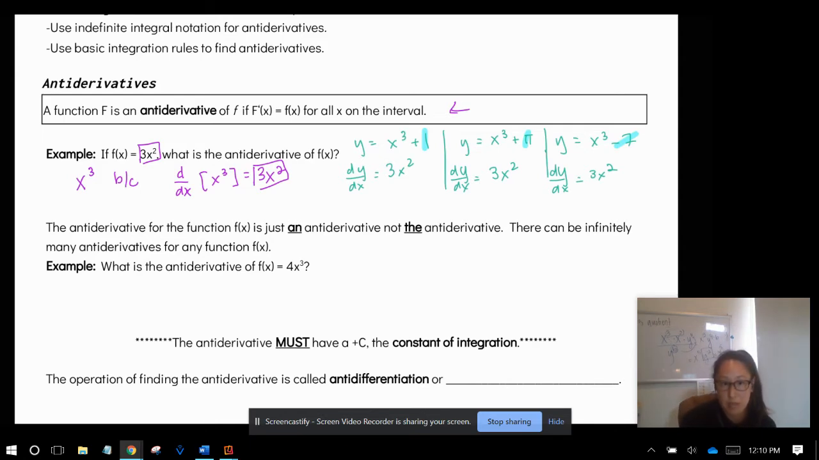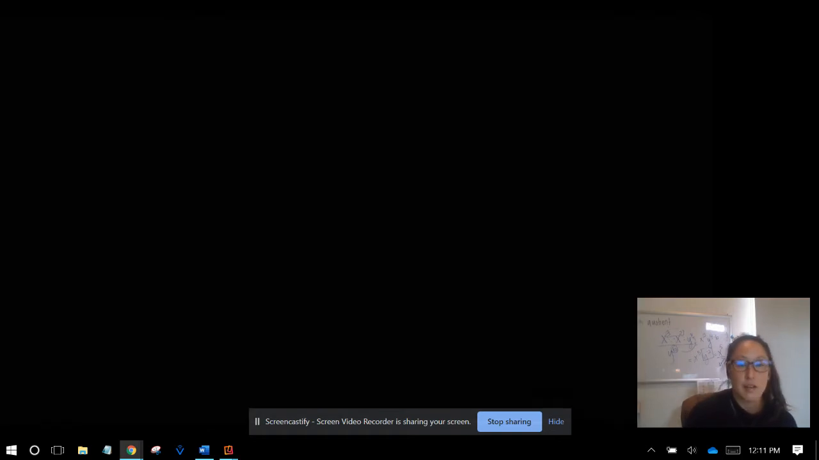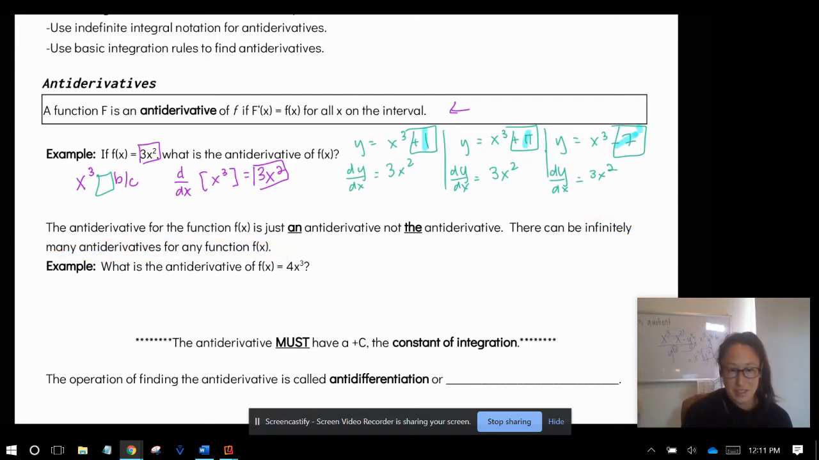So the problem with an antiderivative is that we don't know what this term is that we could potentially add on to our function, to the part with the x. So we don't know what that constant is. So it's important to remember that an antiderivative of a function is not the antiderivative. There's actually infinitely many antiderivatives of a function. I know that sounds crazy.